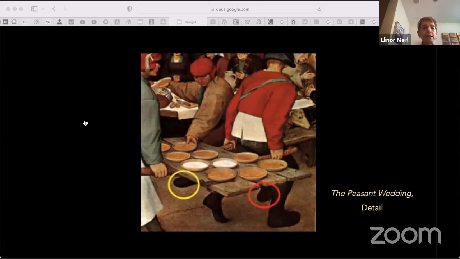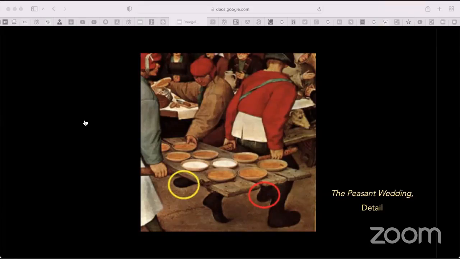Look at the red-clad servant on the right carrying the tray, and the man twisting to pass the plates to the table. Most viewers assume that the twisting man is sitting, that the dark brown patch underneath his arm is his left leg, and that his foot visible under the tray, which is circled in yellow, is his left foot.